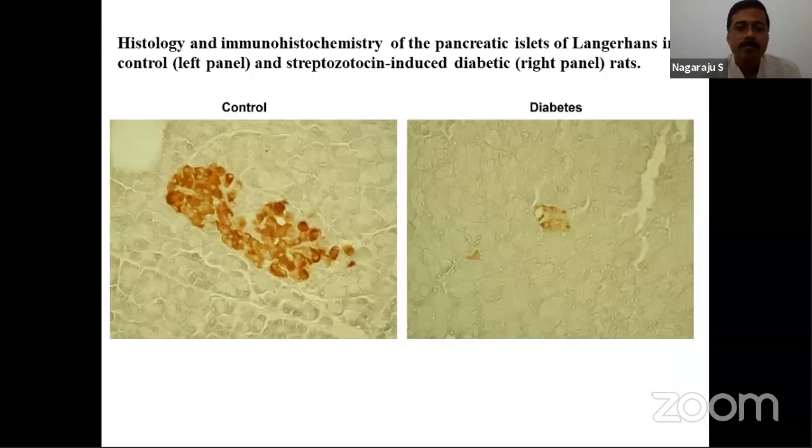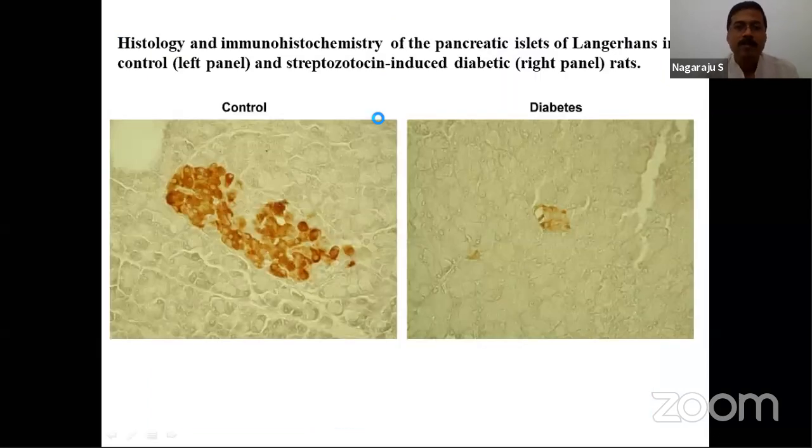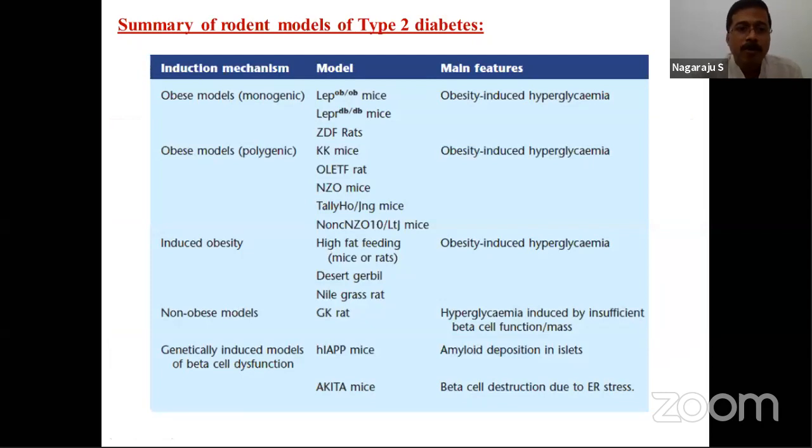Say, for example, in type 1, streptozotocin-induced diabetes. This shows histopathology and immunohistochemistry of the pancreatic islets of Langerhans, with the control panels on the left. This is control, normal, and this is streptozotocin-induced diabetes, where the beta cells have shrunk or decreased very much in number. Similarly, for type 2 diabetes, we have different animal models like obese models, induced obesity, non-obese models, and genetically induced models of beta cell dysfunction. So we have different animal models to study type 1 and type 2 diabetes. There are many animal models available for all the disease conditions.